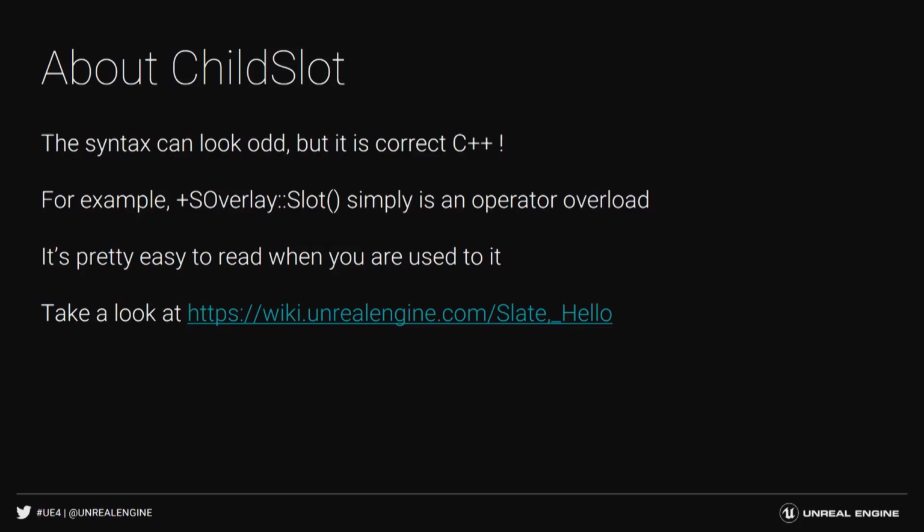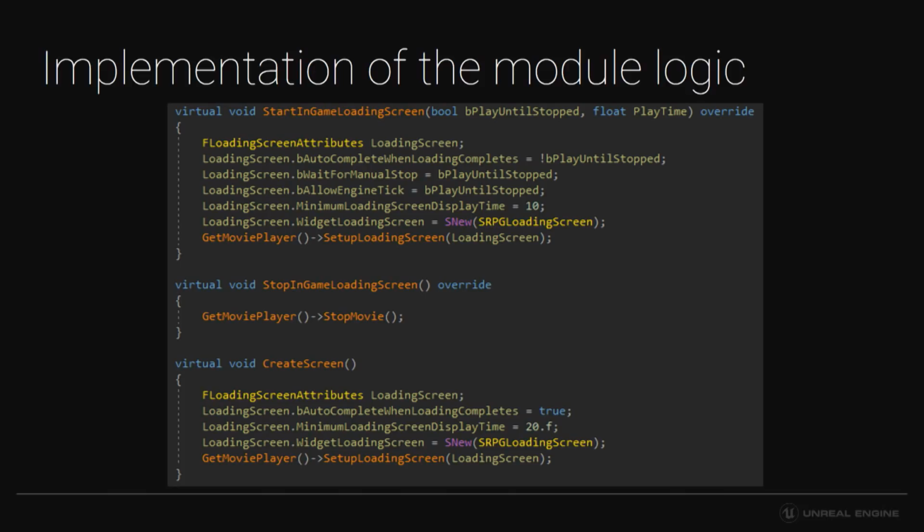And for once, we actually have very good documentation about this feature. Some are made by Epic, some are actually made by some other folks, maybe some of you guys. So you've also got tutorials on YouTube and everything. My personal favorite is actually on the Unreal Engine wiki. It's called Slate Hello, so check it out. And now back to the implementation of the module logic. You can see a start, a stop, and a create. Once again, nothing fancy. The only real important line here is the get movie player. And yeah, that's pretty much it.